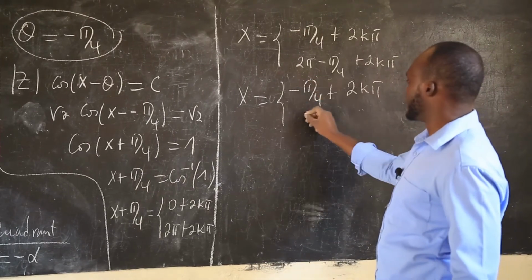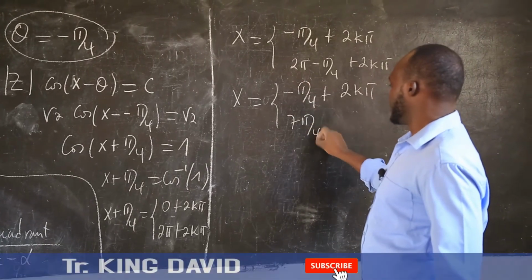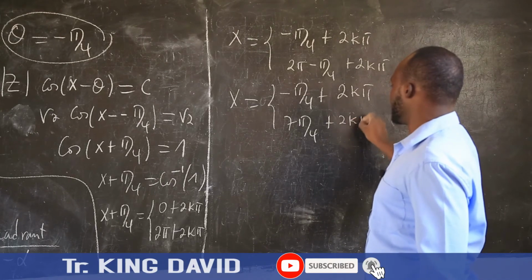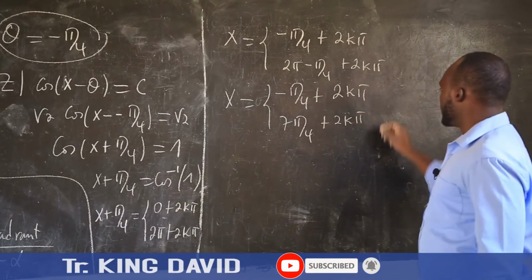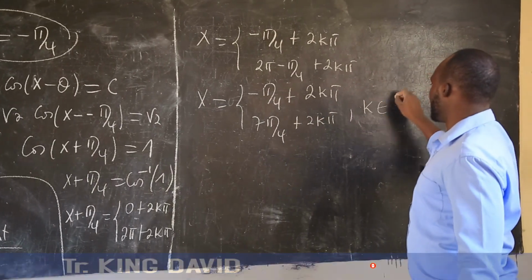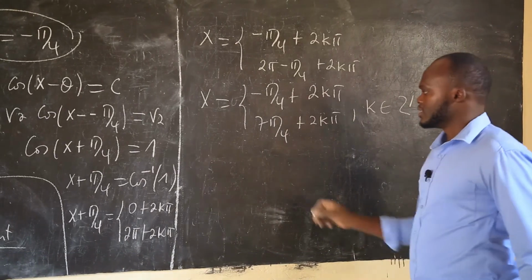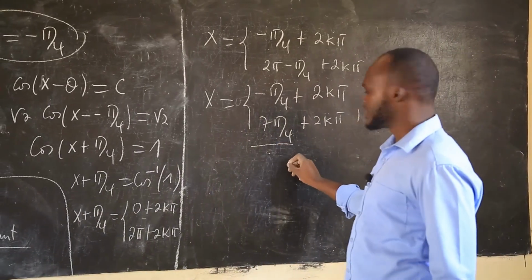So our x will be negative pi over 4 plus 2k pi, or 7 pi over 4 plus 2k pi, where k is a member of an integer. So that's the value for x.